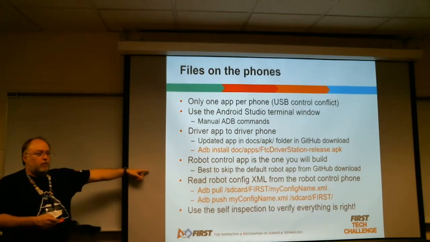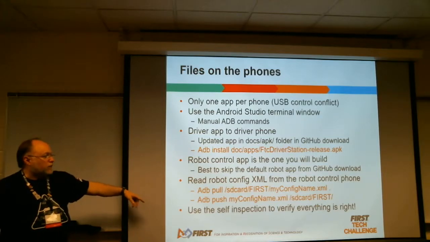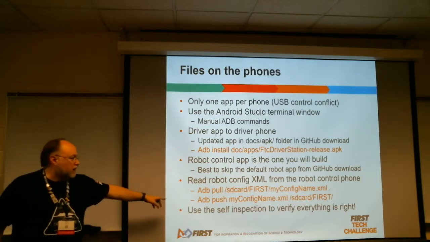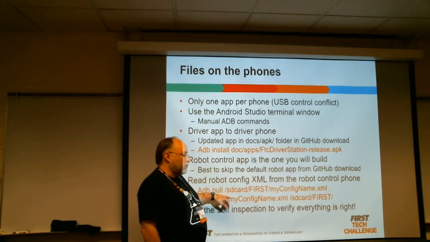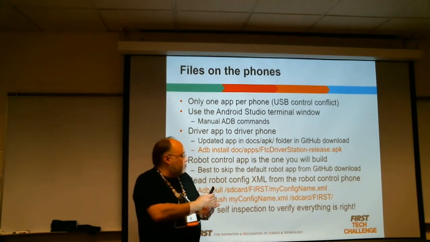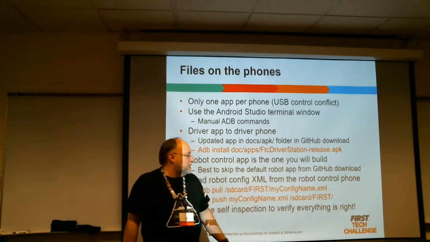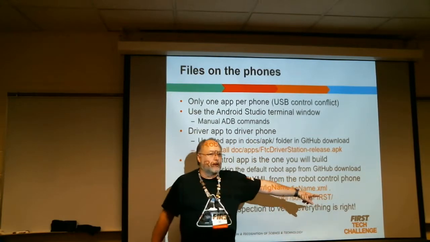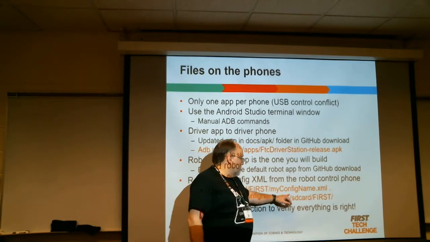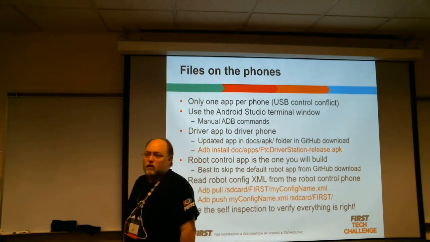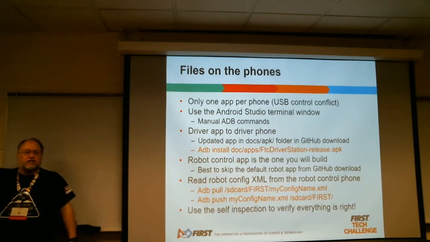Skip the default robot control program because you're going to write your own. Look at the XML and we can talk about that, but there's an ADB you can use to push and pull. So you can pull the file from the robot. When you've got the robot control phone plugged in, you can pull from SD card first, whatever your config name is, .xml, and put it in the current directory. And when you want to push it the other way, adb push your XML name to /SD card/first. Those commands will take the XML file. Don't worry about that. It's documented everywhere.